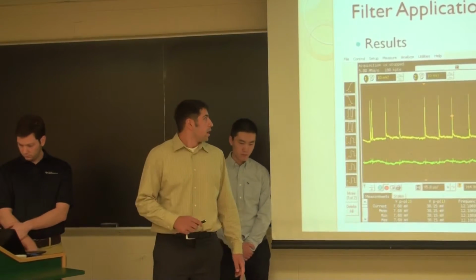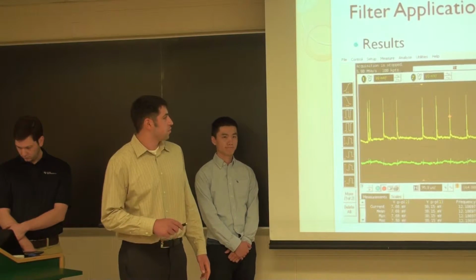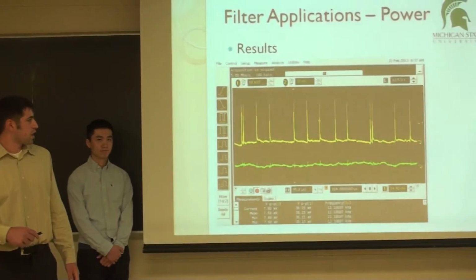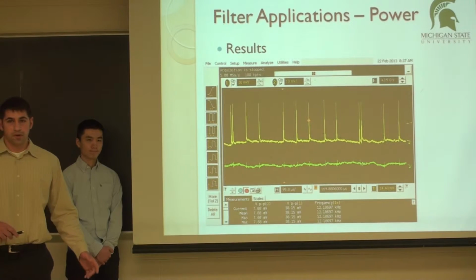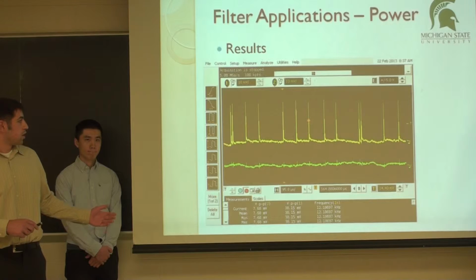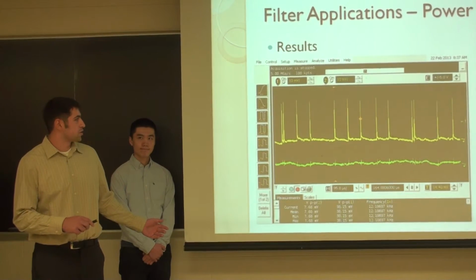And then here are our results. As you can see, both channels are on the same scale. Channel 1, which is this channel right here, is the output of the buck converter, and it shows the switching noise of the transistors, these little spikes here.